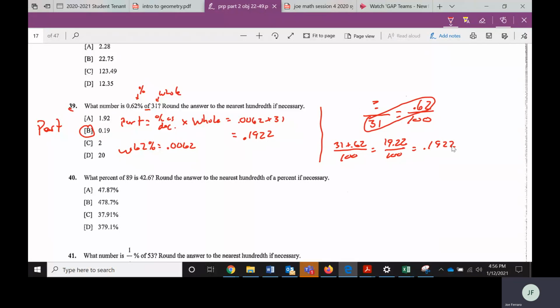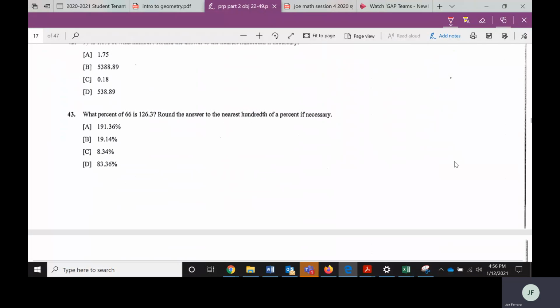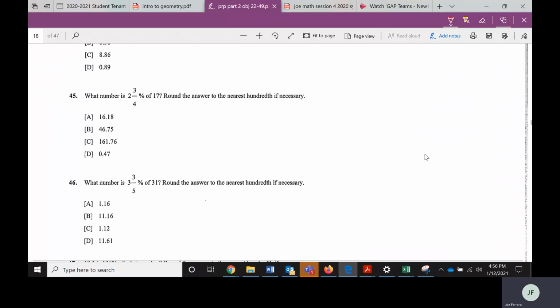Okay, that's the only one on this page we're going to do. We're going to turn the page and do the last problem, 45. Again, I'm doing this one because it could be confusing for a couple reasons. It says, what number is 2 3/4% of 17? So this is like the last problem because we have a percent, and the word of means this is our whole. So the setup's the same as last one, but I'm doing it for a different reason. We are looking for the part.